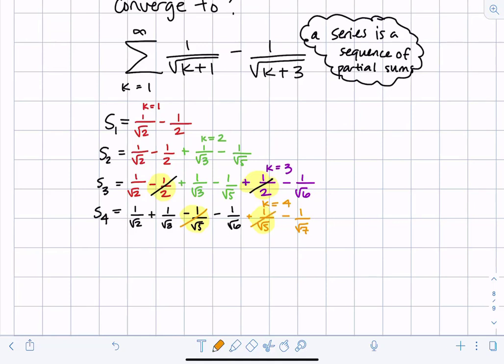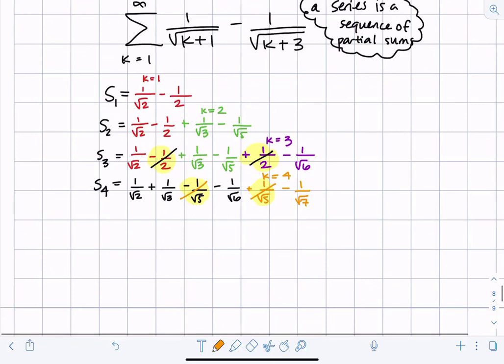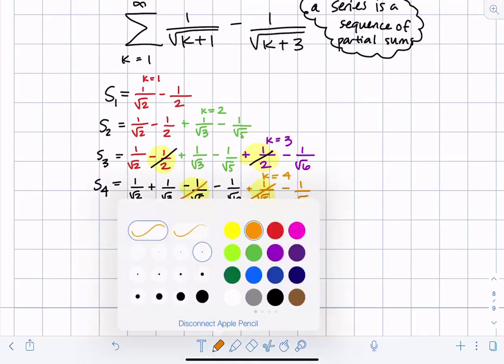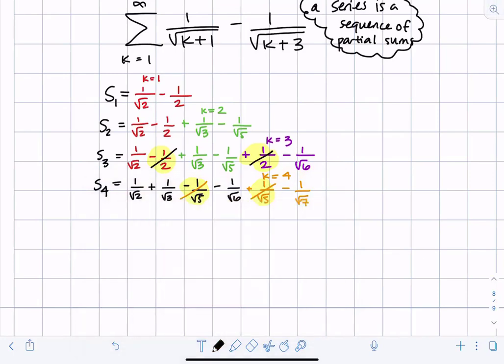Okay, so let's take a look at our pattern. It looks like once we get high enough with our index values, there are going to be terms that cancel. So what's always going to be there? Let's highlight this. What's always going to be there for sure is our first two terms.